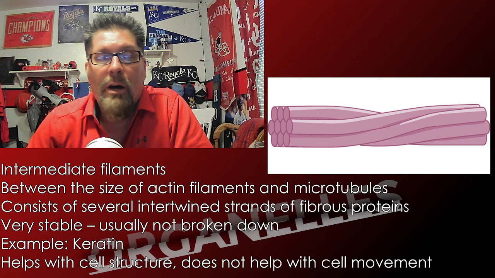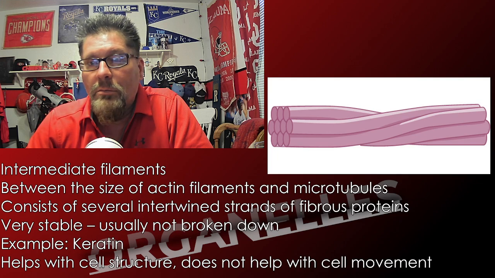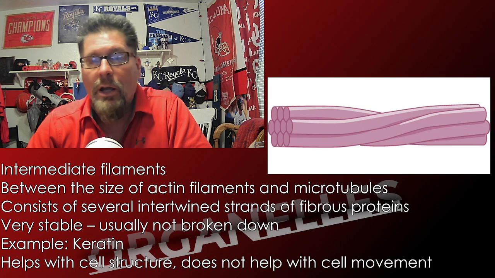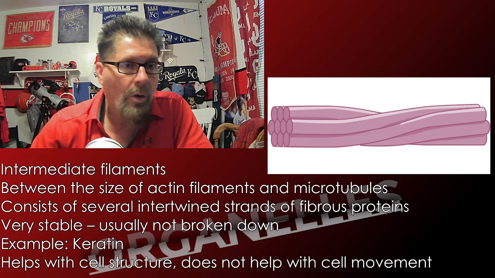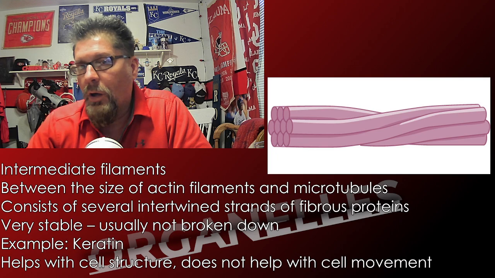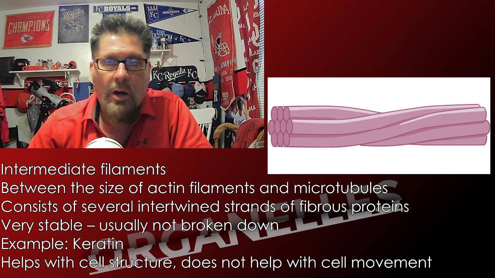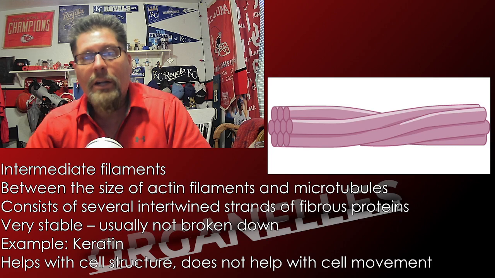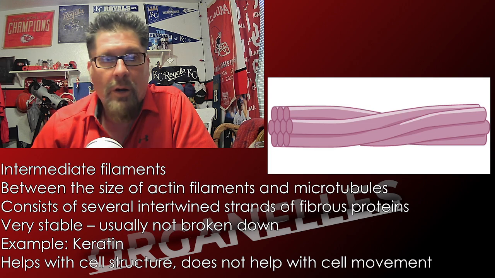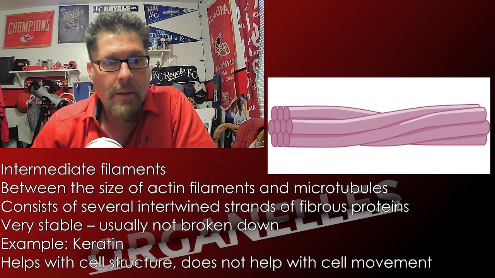It'd be like if Spider-Man was in the cell and he'd shoot a web towards the mitochondria, and then one towards the chloroplast, and one towards the ribosomes and the ERs and the Golgi, and just connect all those things to keep them in place. That's kind of what the intermediate filaments might look like.